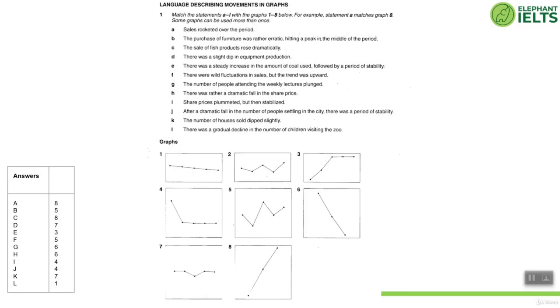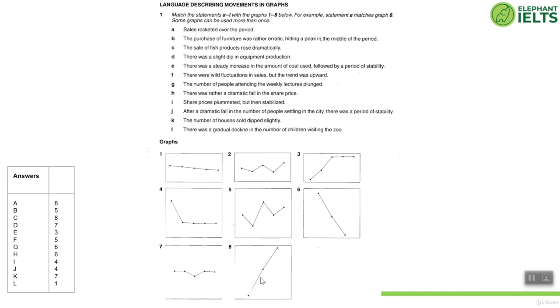This is another exercise to practice describing trends. Here again you must match the sentence from A to L with the graph from 1 to 8, and you can use the same graph more than once. Let's begin this exercise together. Sales rocketed over the period. Which one of these line graphs shows sales rocketing?